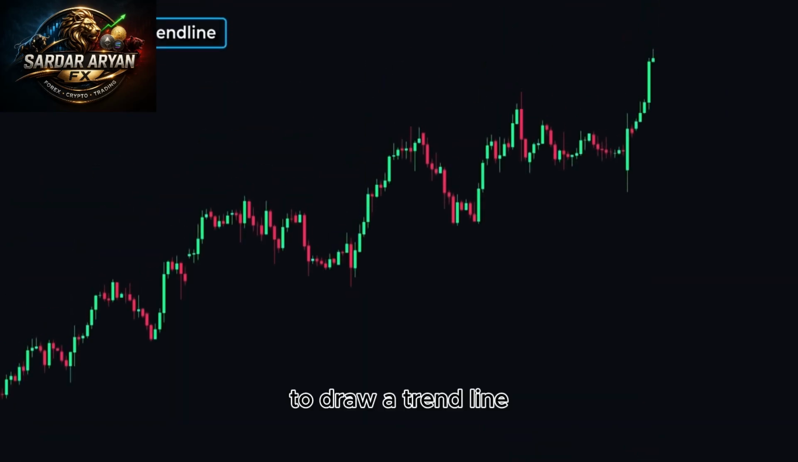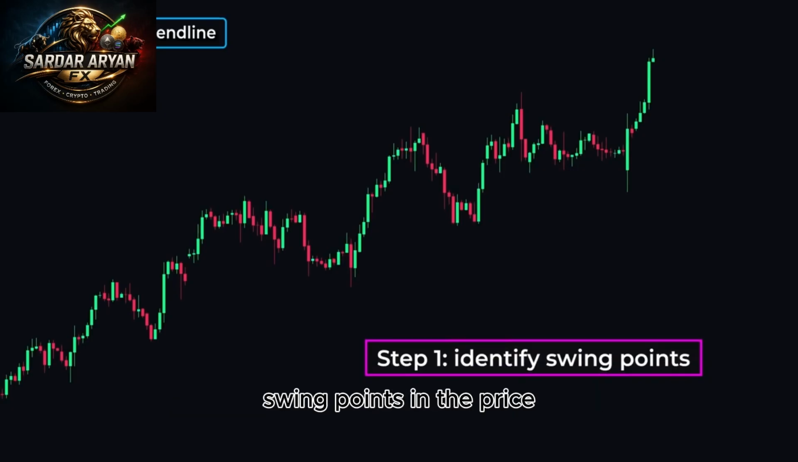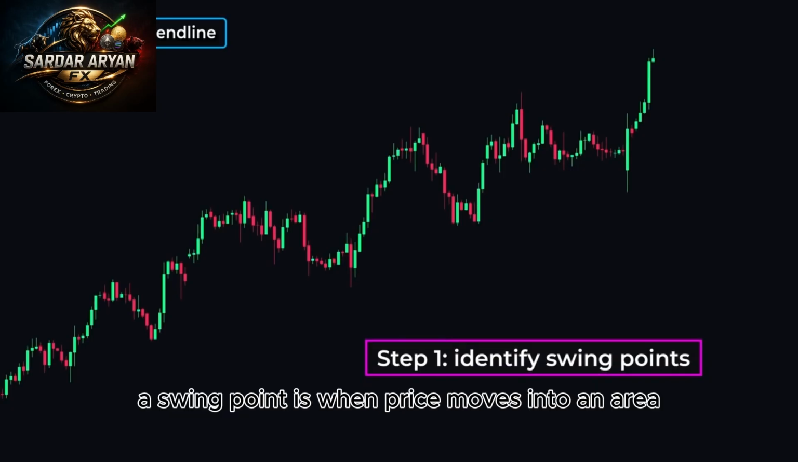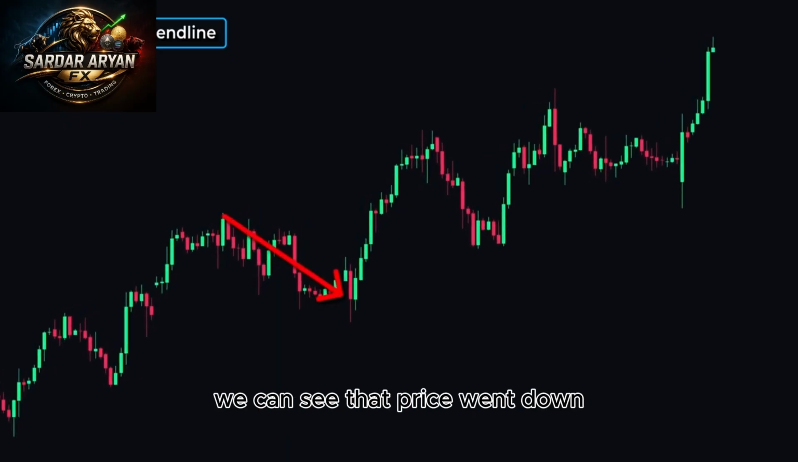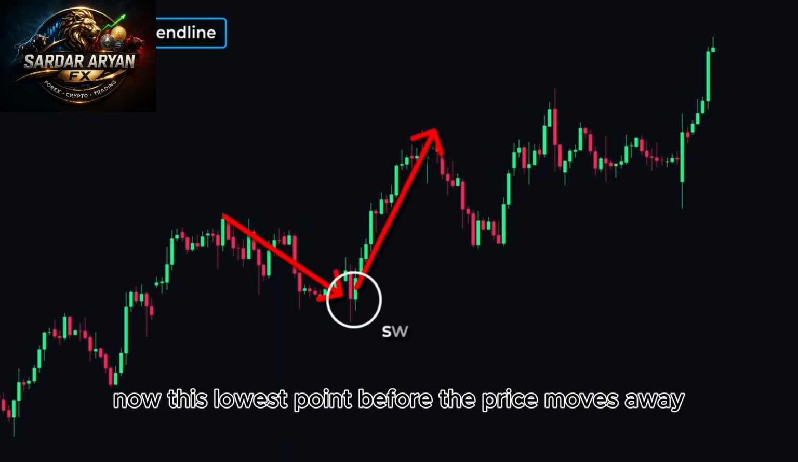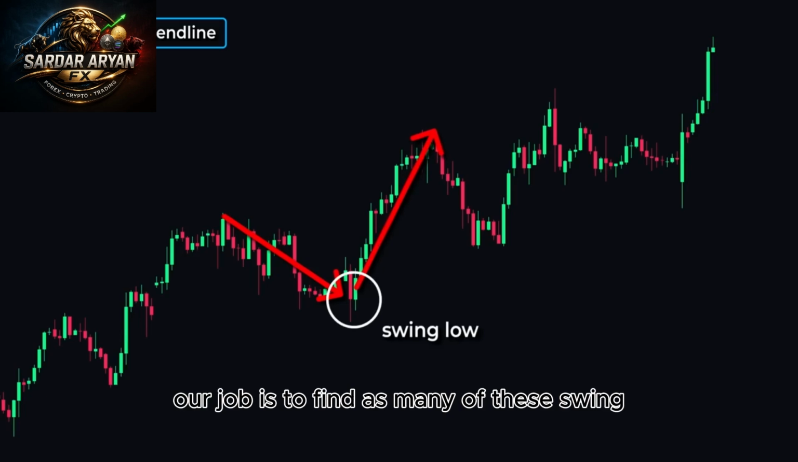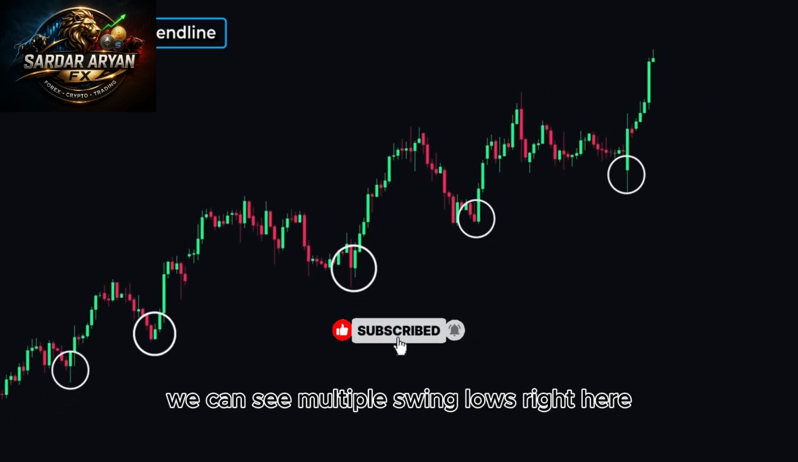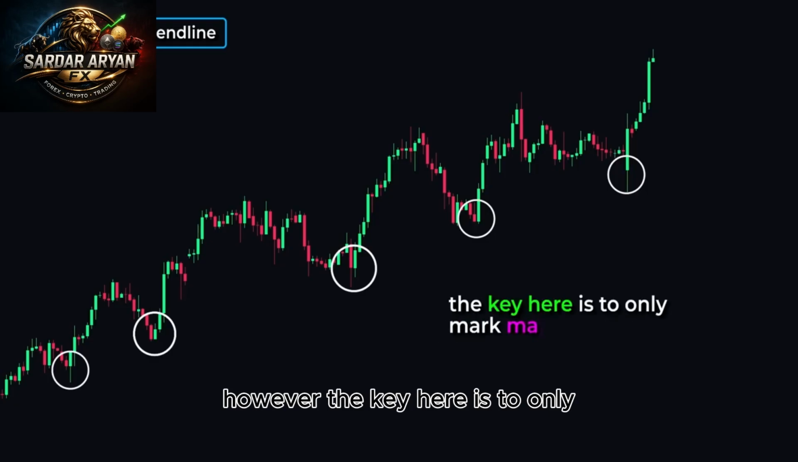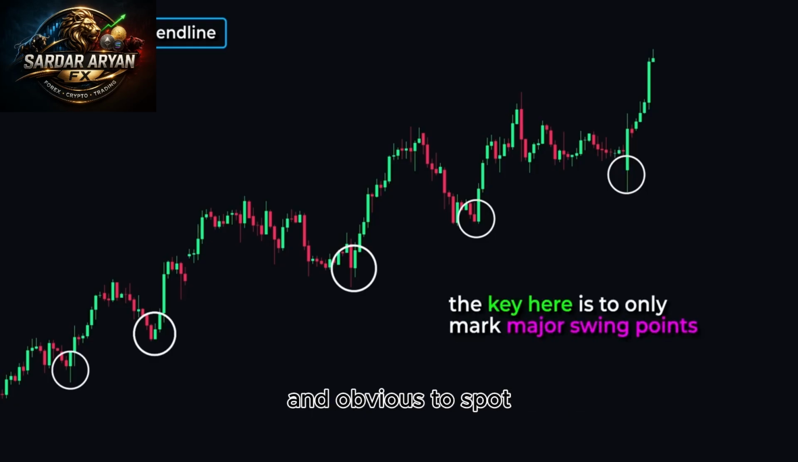To draw a trend line, we first need to identify something called swing points in the price. A swing point is when price moves into an area and then moves away from it. For example, here we can see that price went down and then reverses back up. Now, this lowest point before the price moves away is called a swing low. Our job is to find as many of these swing points as possible on the chart. And in this case, we can see multiple swing lows right here. However, the key here is to only mark the swing points that are major and obvious to spot. So, only mark the ones that stand out.